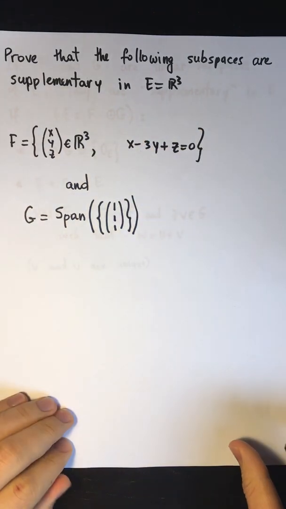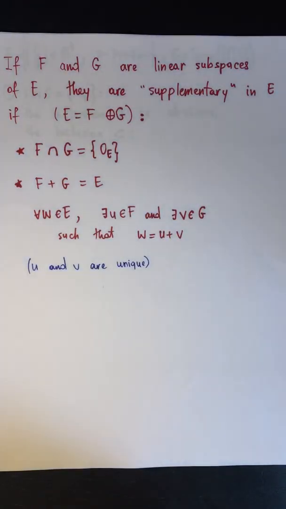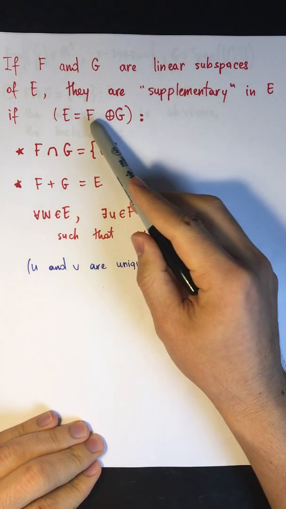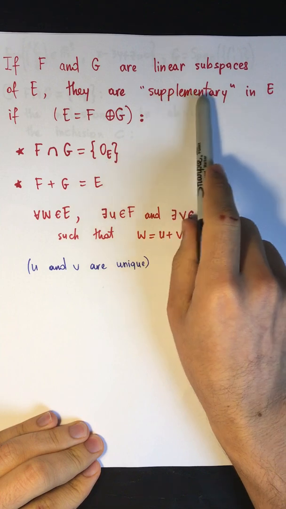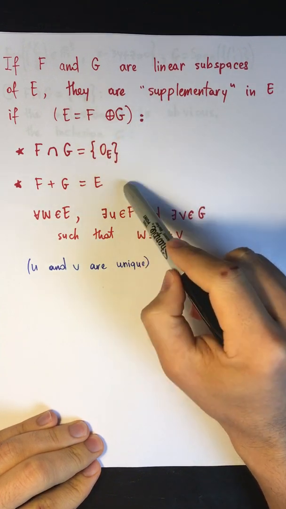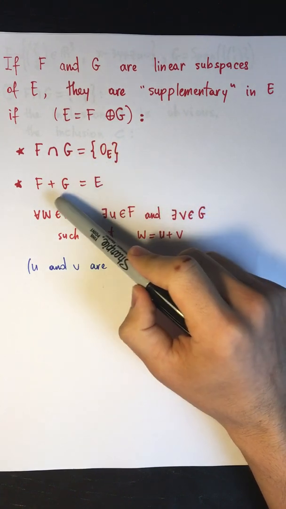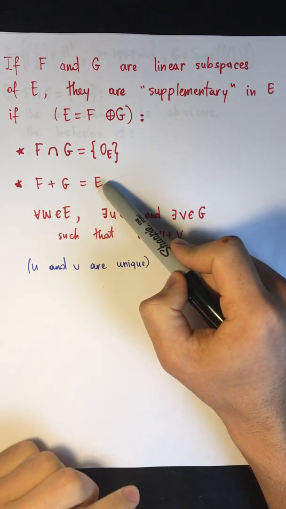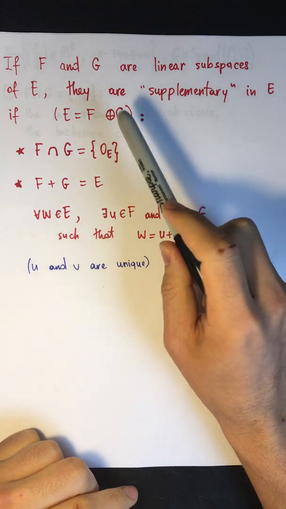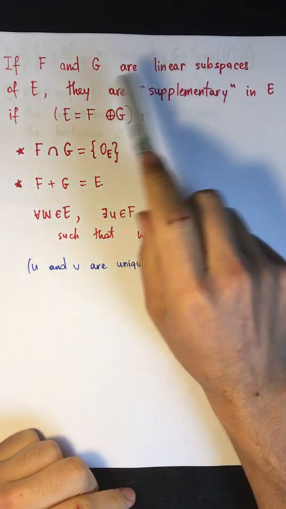Before we prove that, you need to understand this. If you want to prove that F and G are supplementary, you have to show two cases. The first one is that the intersection of F and G is the zero vector, and the second case is that F plus G is E. They're both linear subspaces of E.